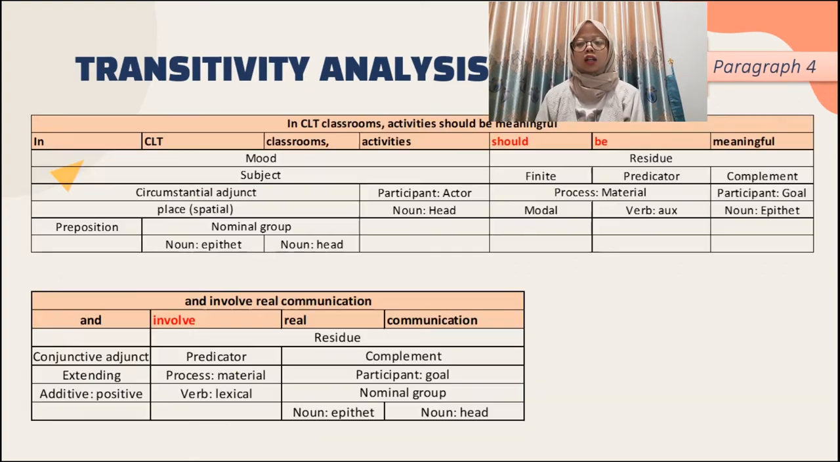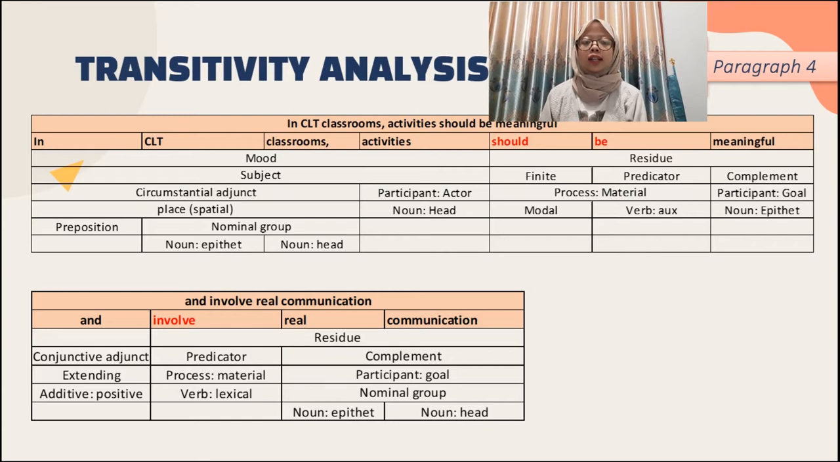In the fourth paragraph, there are two clauses. The first one is "In CLT classrooms, activities should be meaningful." The mood is "in CLT classroom activities," and the residue is "should be meaningful." The subject is also the same as the mood, "in CLT classrooms activities," and the predicator is "be," and "should" is a finite modal, and the complement is "meaningful."